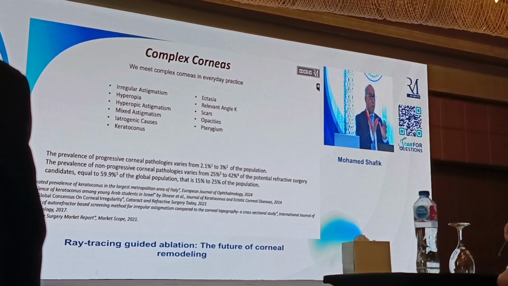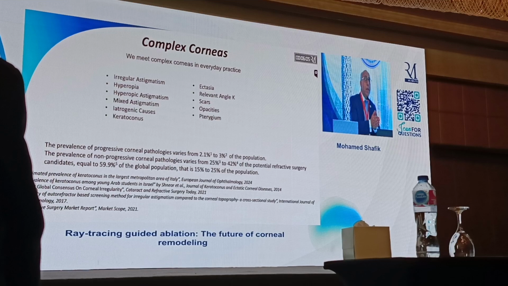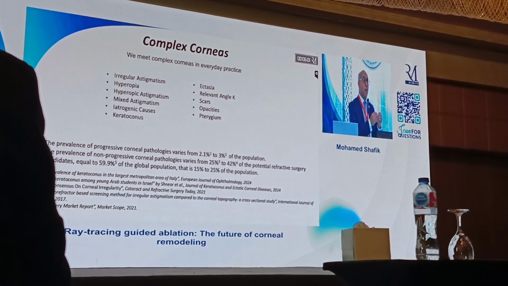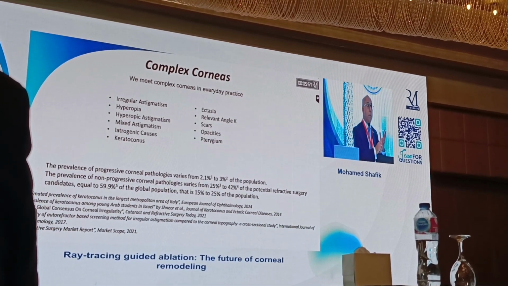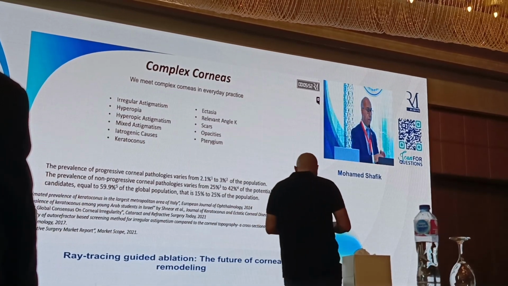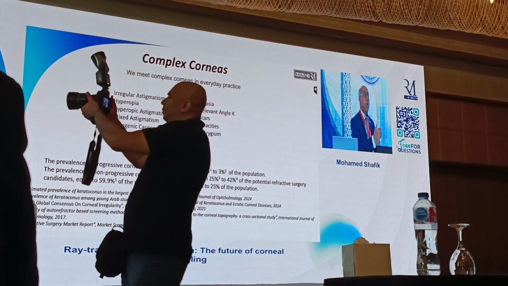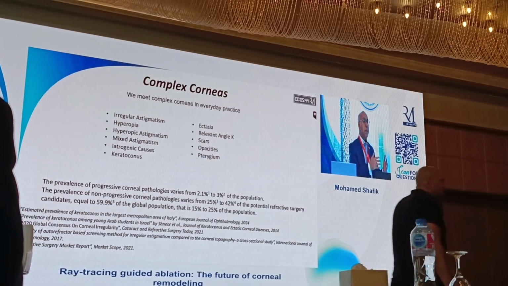Let us come again to the complex cornea. As a refractive surgeon, we think that it is rare. No, by statistics, complex cornea is not only, for example, ectasia and so on. It could be any mixed astigmatism, any hyperopia because of the issue of the angle kappa. Even regular astigmatism, if high, brings a kind of irregularities on the cornea. And of course, opacity, pterygium, and so on.